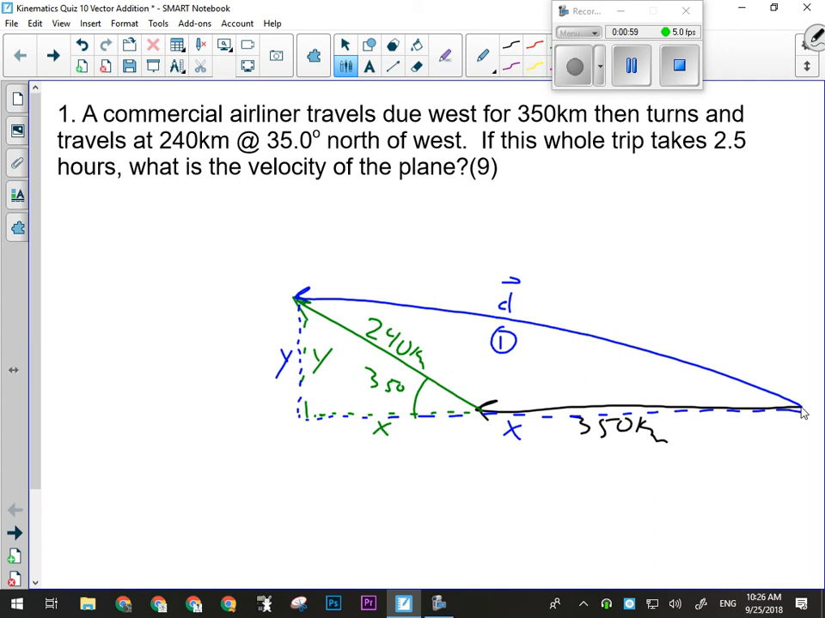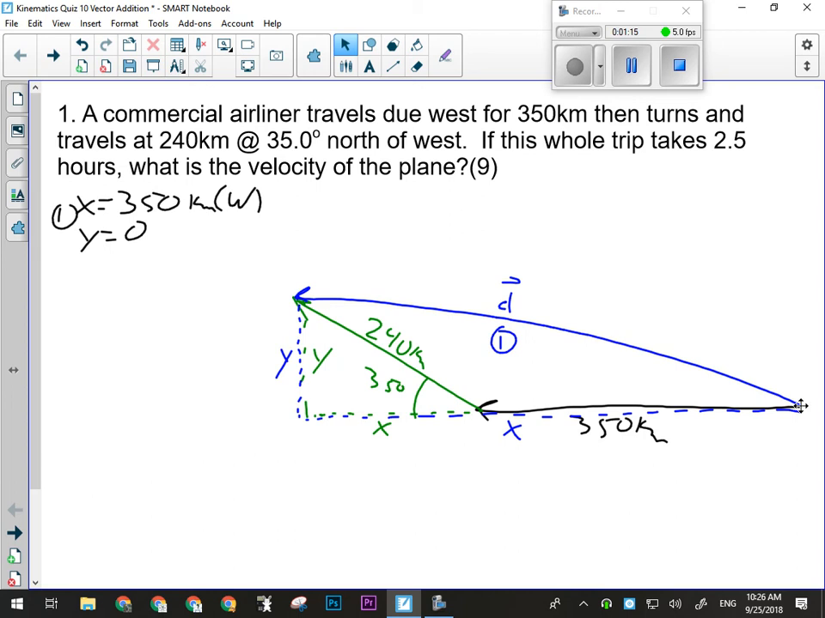Okay, then we got to find our X and Y components. Well, you only get one mark for finding the X and Y components of the 350, okay, because it's 350 kilometers west and 0, okay, so one mark if they have something written for that.